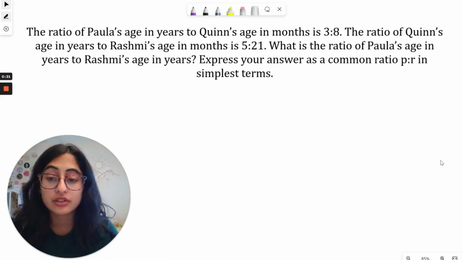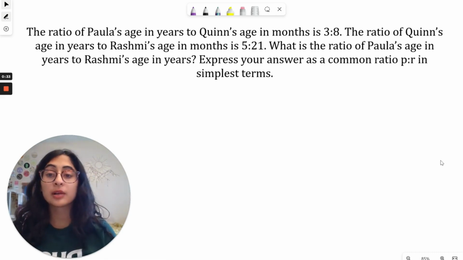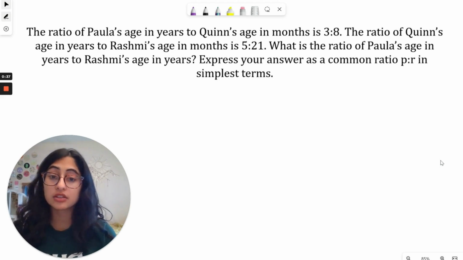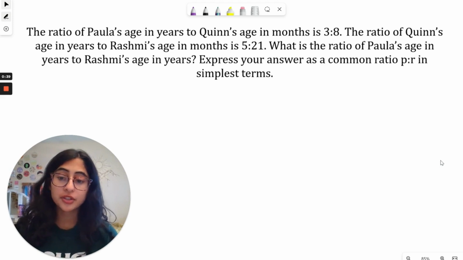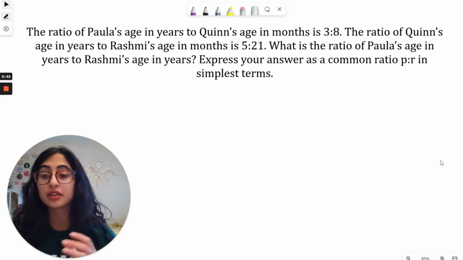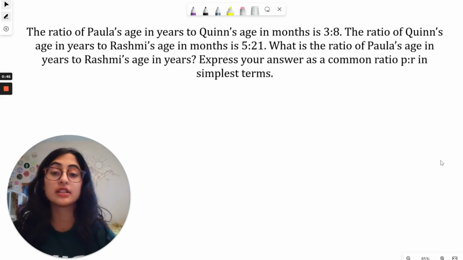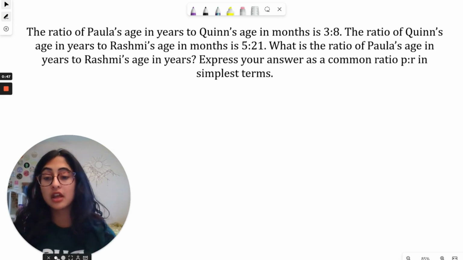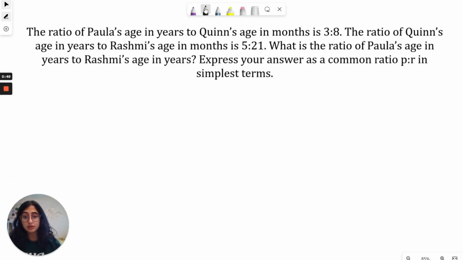Alright, so the first thing that should stick out to you is that in the first sentence we're comparing Paula's age in years to Quinn's age in months. So we have this ratio, but their ages aren't in a 3 to 8 ratio because one is in years while the other is in months. So the first thing we want to do is get this into a ratio with constant units. Since months are smaller than years and we don't want any decimals, let's just convert everything to months.